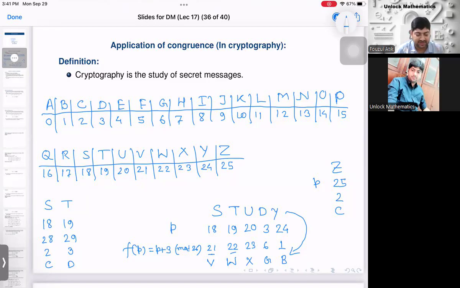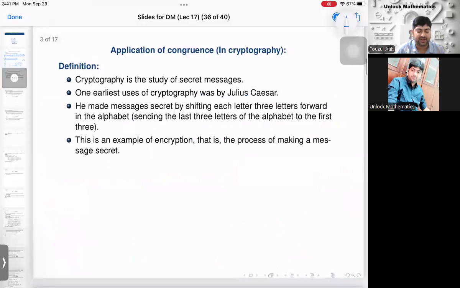But before that, I will tell you the story behind it, all the history of this cryptography. So cryptography is the study of secret messages. One of the earliest uses of cryptography was by Julius Caesar. He made messages secret by shifting each letter 3 letters forward in the alphabet.